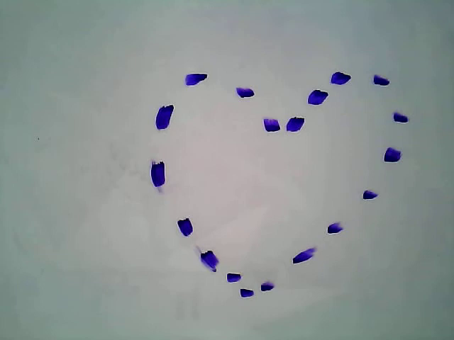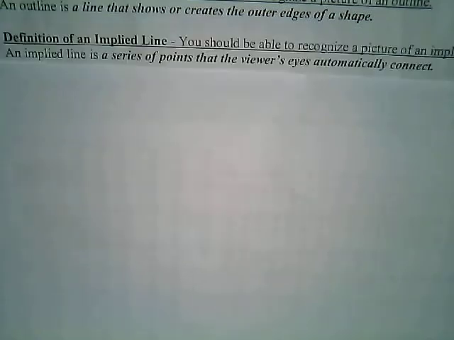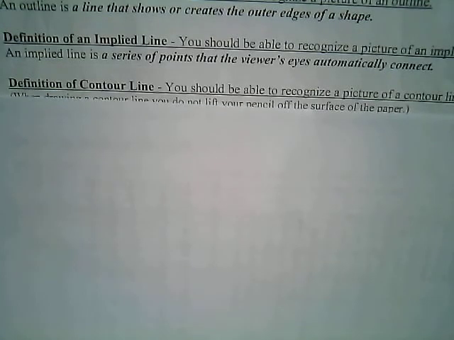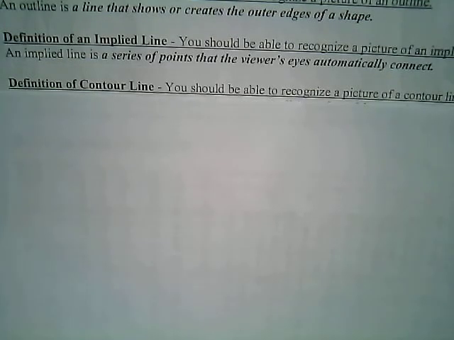And implied lines are used by artists when they're trying to sketch something. They're not committed to the drawing. It's not a solid line, but you're putting a series of points together so you can visualize what it's going to look like without actually committing to the line. Okay? All right, so let's move on to the next one, which is a definition of contour line.